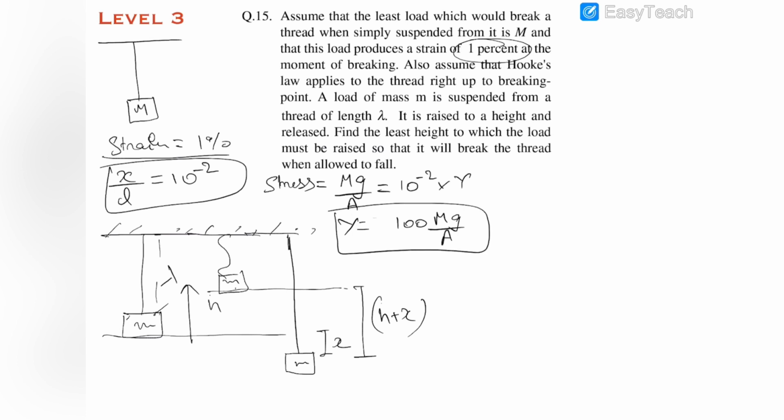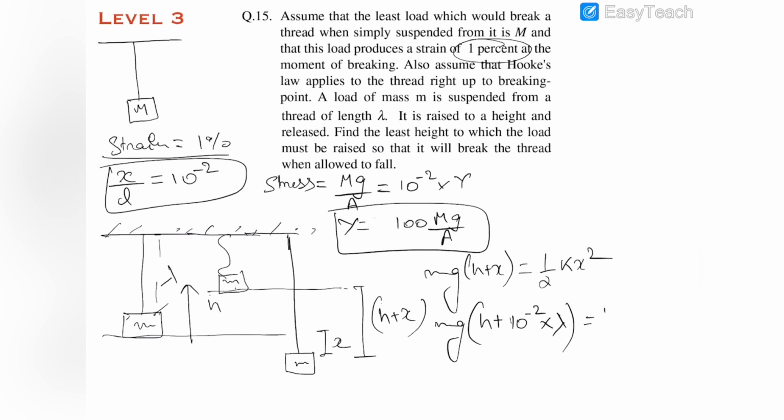Now you can see that this wire has declined by a distance of h plus x in the second case. Therefore, the work done by mg will be mg(h plus x). And this work done is stored as potential energy in the wire, which is half kx square. So mg(h plus x) is equal to half k x square, where x is 10 raised to power minus 2 into L, and L is equal to lambda in this case.